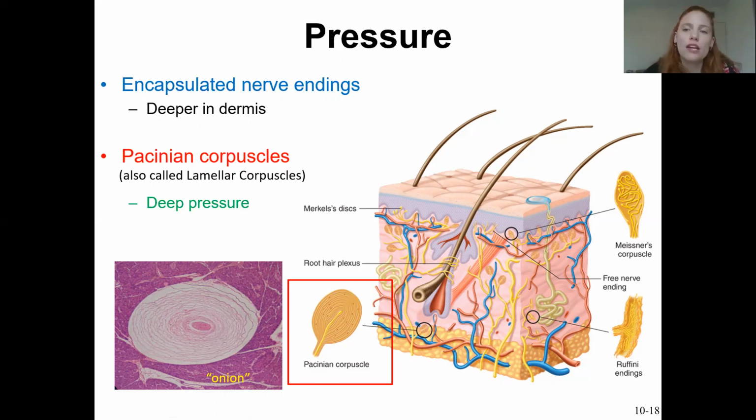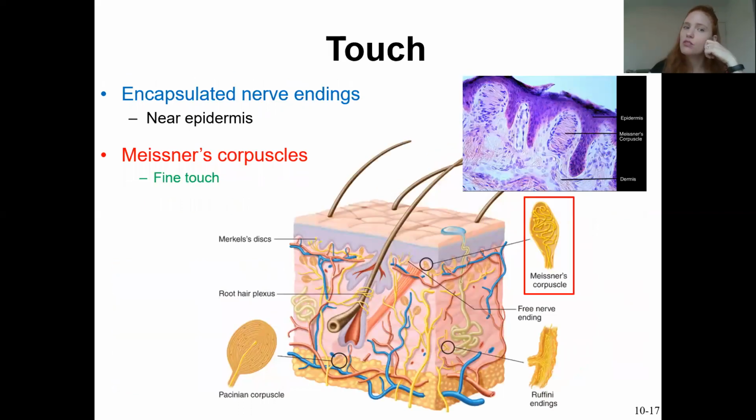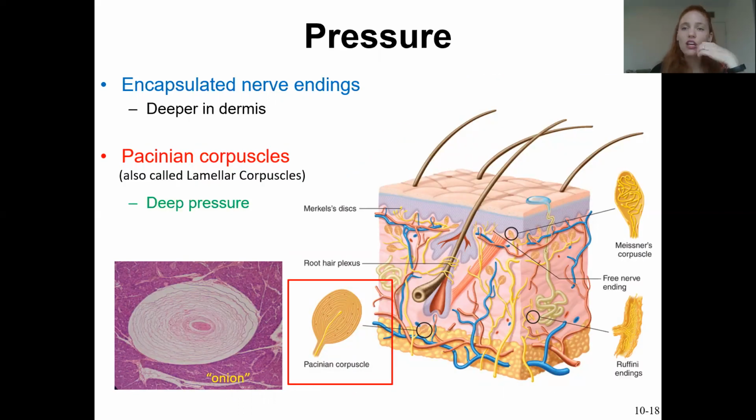And that's how your brain is able to interpret the difference in pressure intensity, right? Fine touch will only activate the Meissner's corpuscle, and these ones are only going to be activated with deep pressure. That's how you're able to determine how deep the pressure is. So Pacinian corpuscle, I'd like you to know that name. You can think of those as the onion ones.